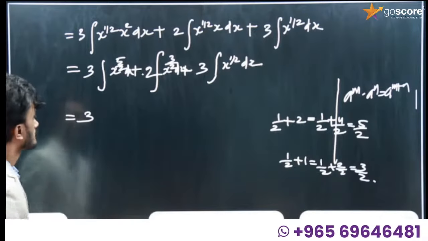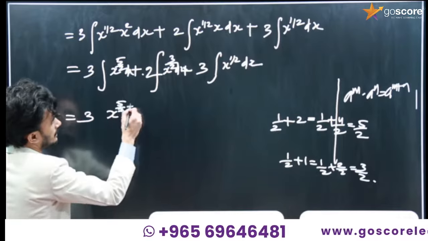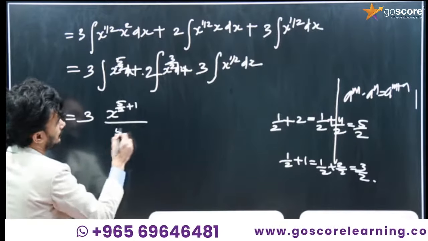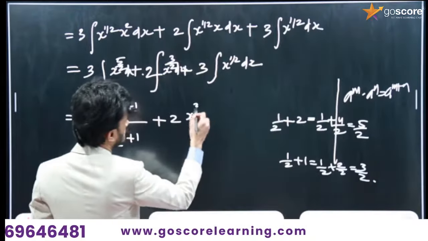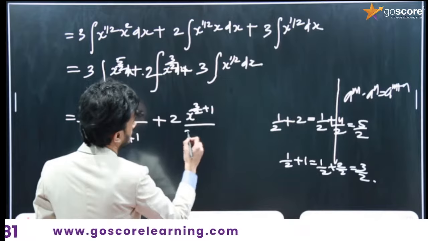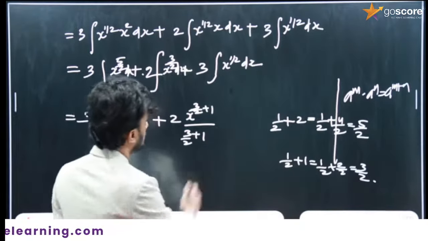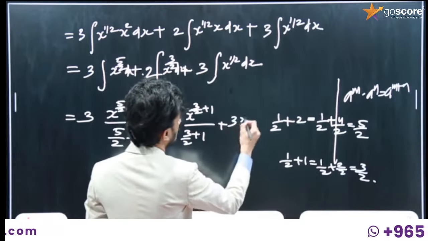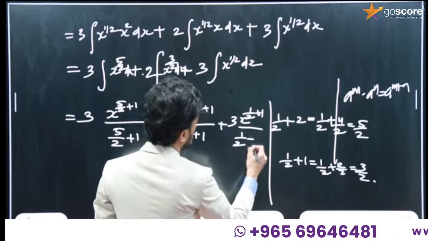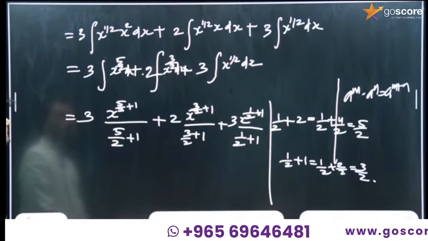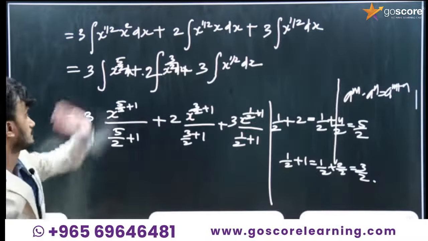What is the integral of x raised to 5 by 2? The integral of x raised to 5 by 2 is x raised to 5 by 2 plus 1 divided by 5 by 2 plus 1, plus 2 into x raised to 3 by 2 plus 1 divided by 3 by 2 plus 1, plus 3 into x raised to 1 by 2 plus 1 divided by 1 by 2 plus 1. Okay, I mistakenly took this one as x. It is actually x square.